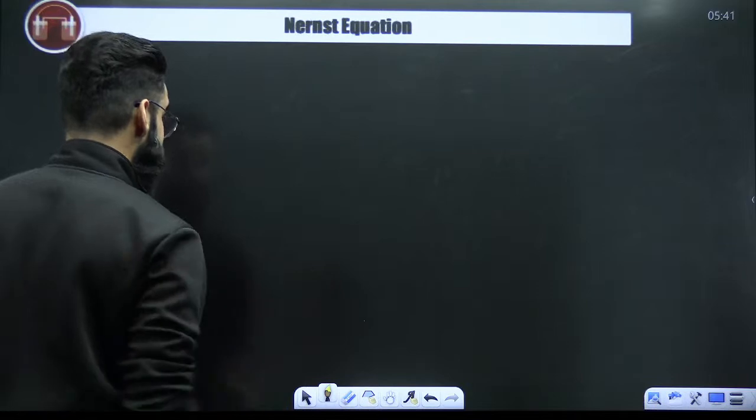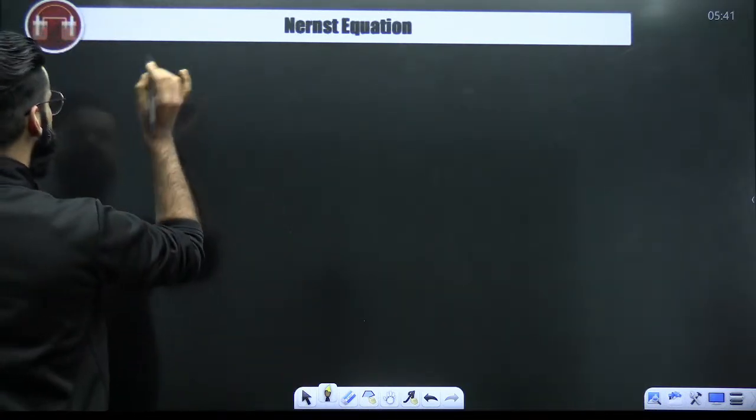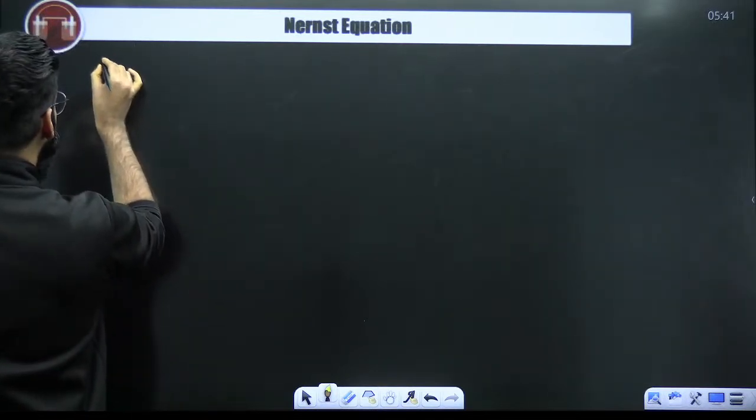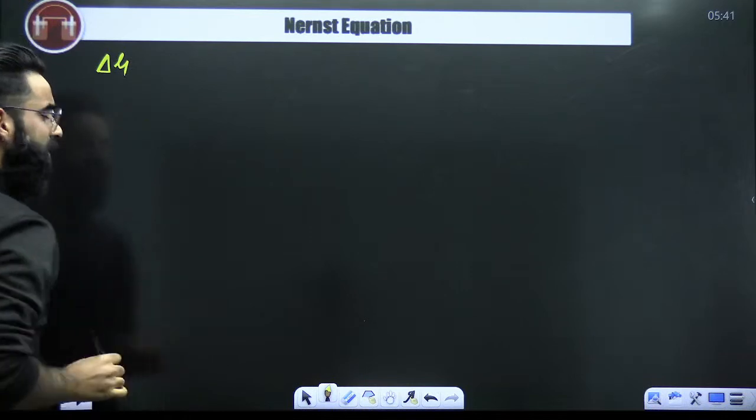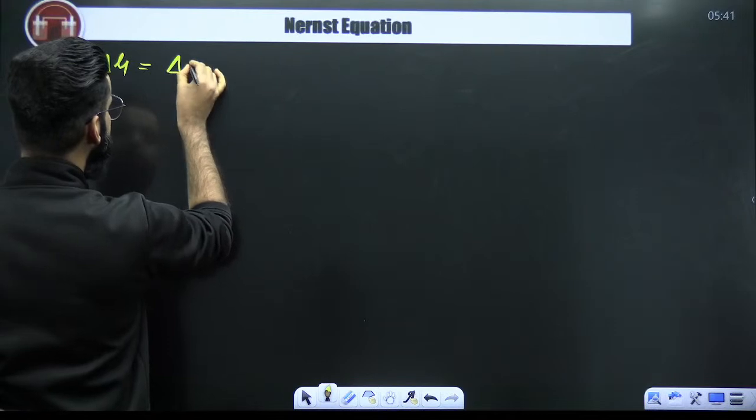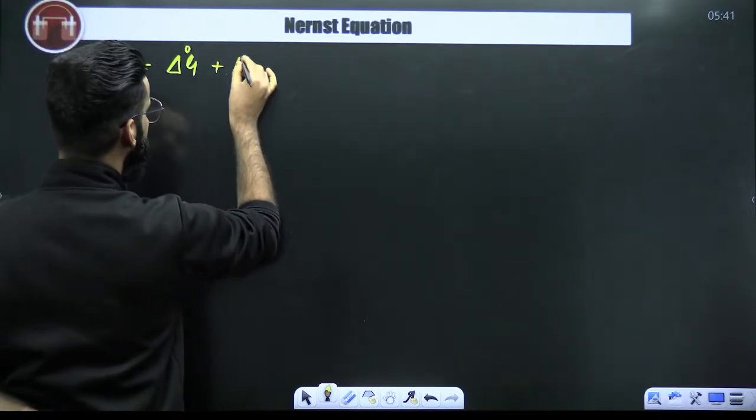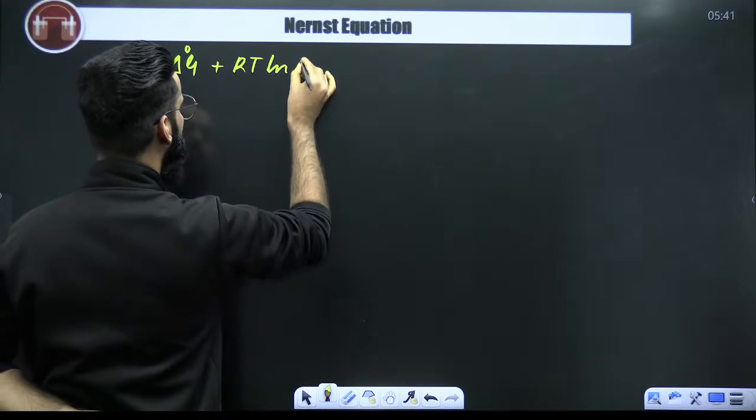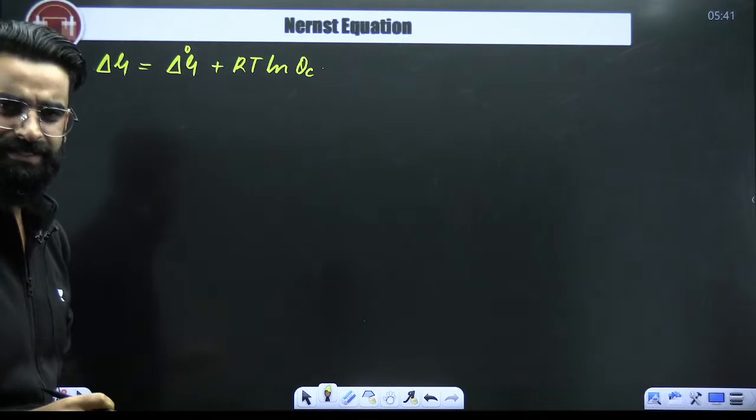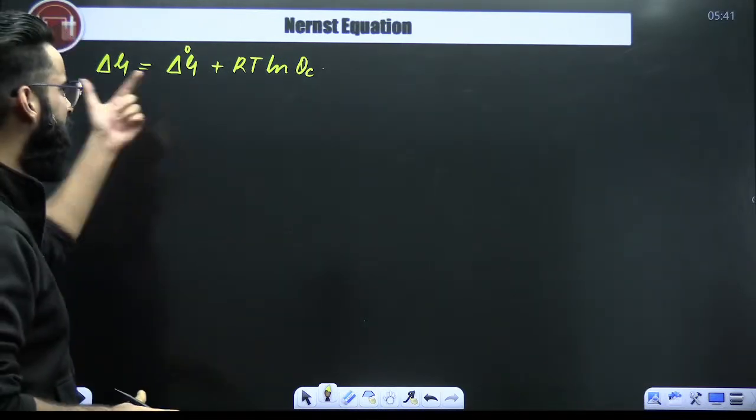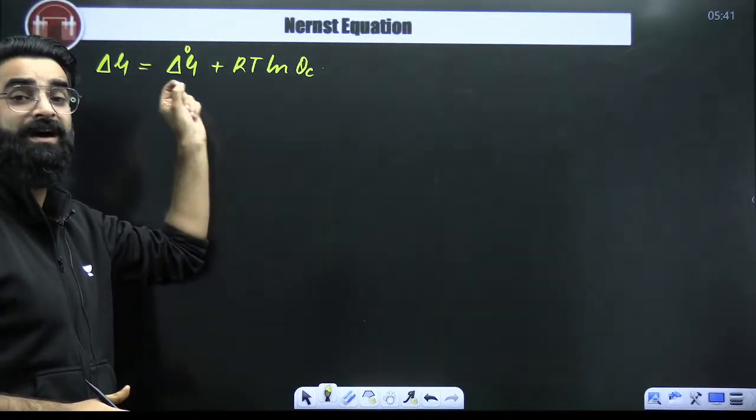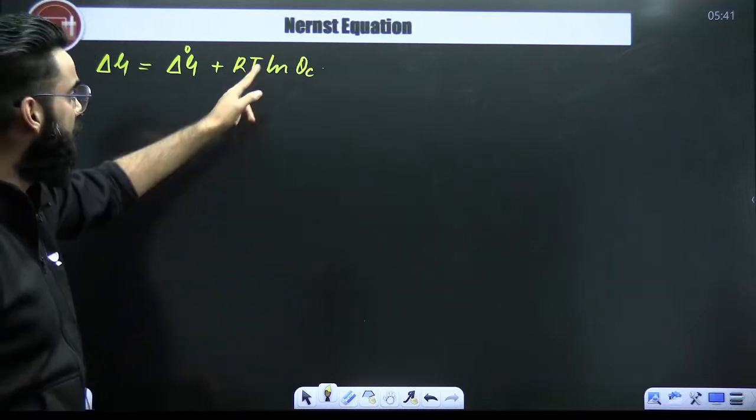So let's try to get this Nernst equation. My dear students, I'll first of all be deriving it. If you remember, there was one equation from the chapter Thermodynamics: delta G is equal to delta G naught plus RT ln of Q. I hope you remember this equation which we discussed in thermodynamics. If you do not remember it, do remember it from now onwards. Delta G is always equal to delta G naught plus RT ln of Q, where Q is the reaction quotient.